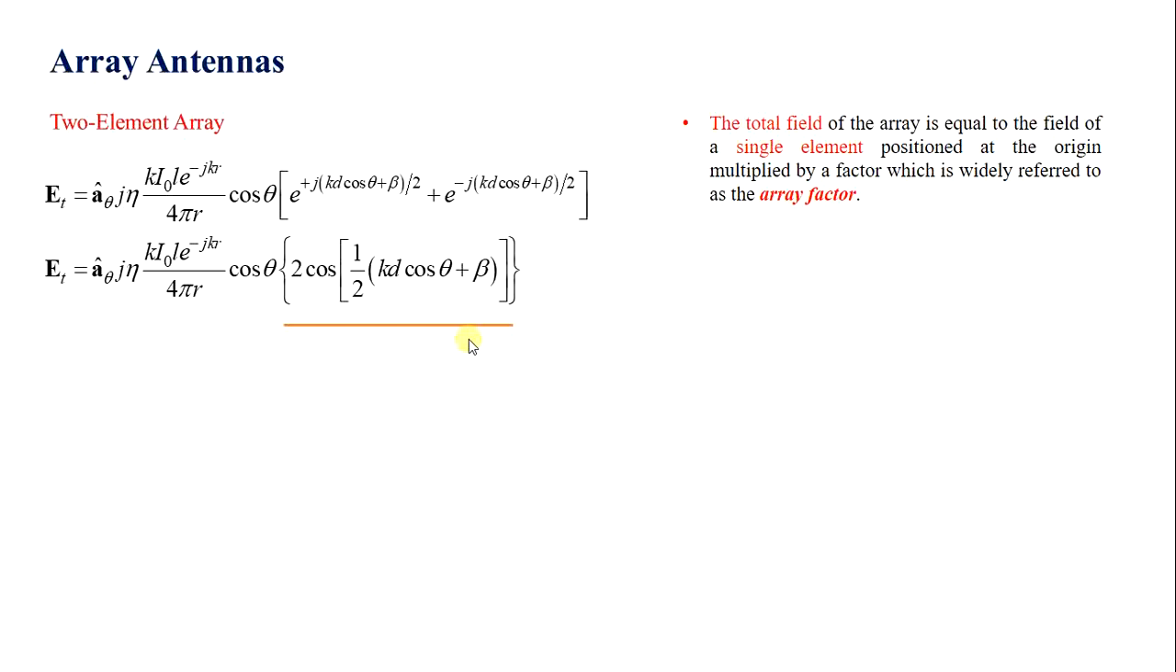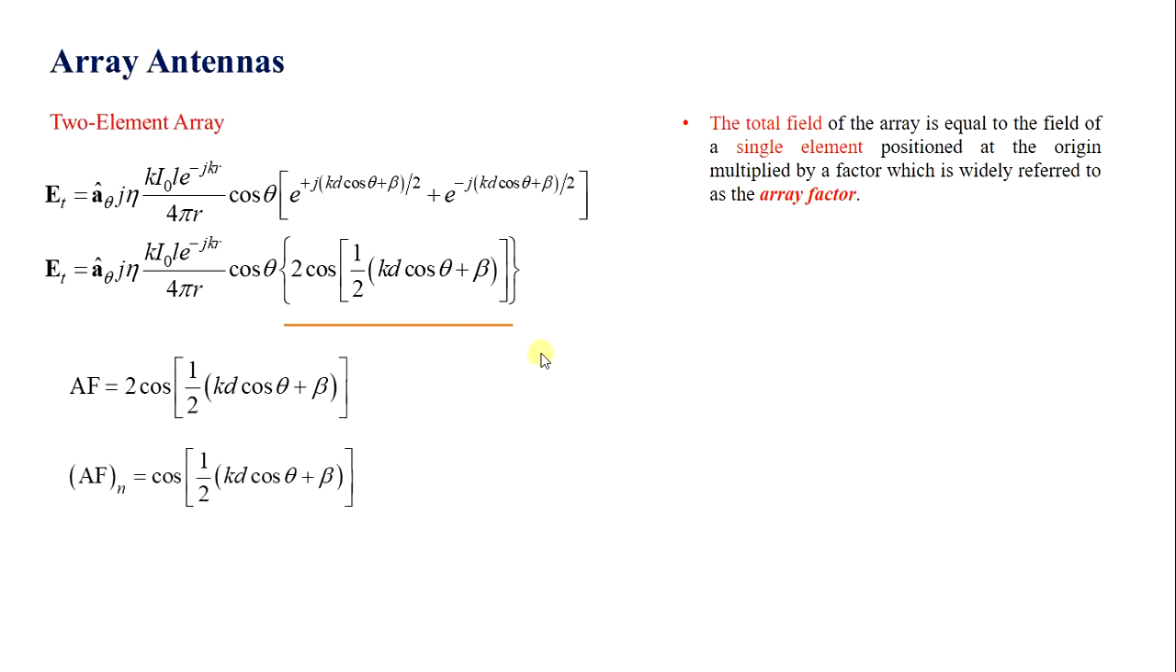So from this equation we can say the total field of the array is equal to the field of a single element positioned at the origin multiplied by the factor which is widely referred to as the array factor. The factor denoted with the yellow line, twice of cos of (1 by 2 k d cos theta plus beta), is called the array factor. So array factor is equal to twice of cos of (1 by 2 into k d cos theta plus beta). The normalized array factor is given as cos of (1 by 2 k d cos theta plus beta).